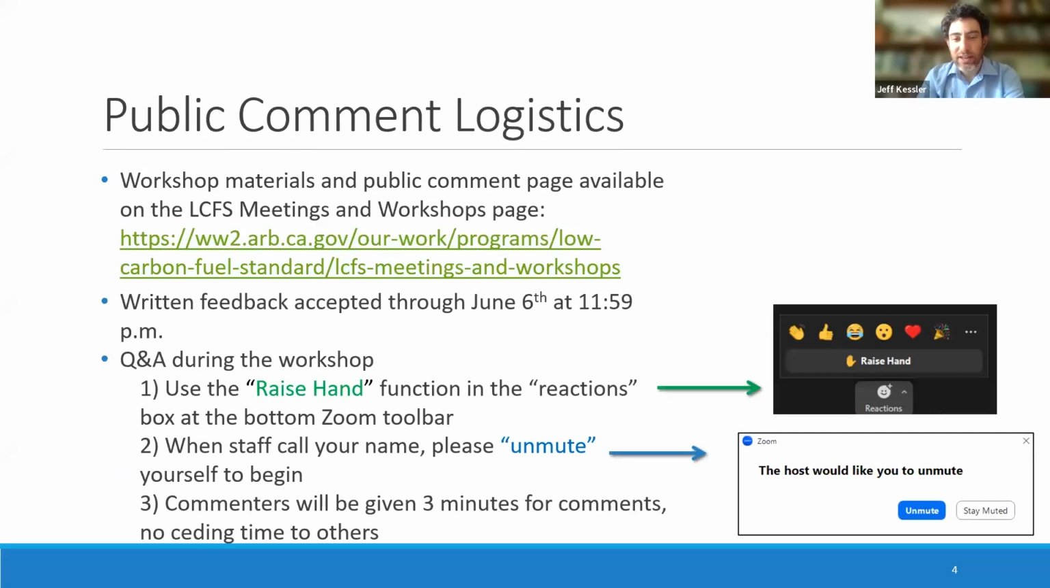This workshop today is on Zoom, which is newer for some of our workshops. So the public comment process will be a little bit different. So if you do have questions or would like to share comments or perspectives, we invite you to raise your hand during the workshop. That's next to the reaction button, and then we will call on you and invite you to unmute yourself. All commenters will be given 3 minutes for a comment.